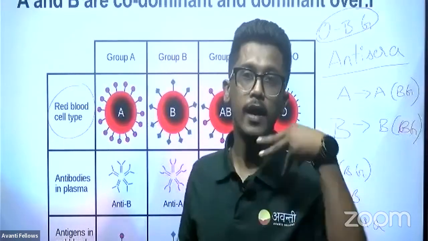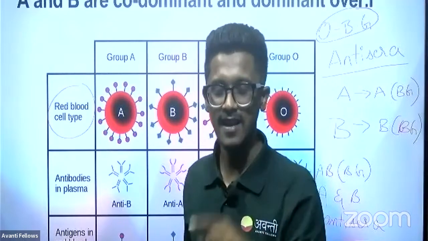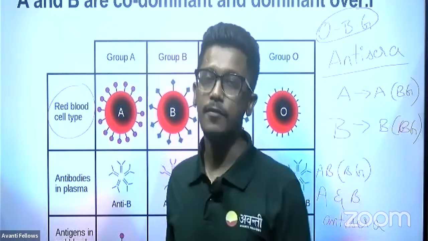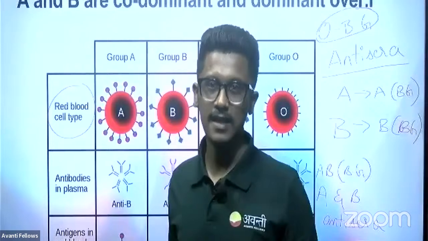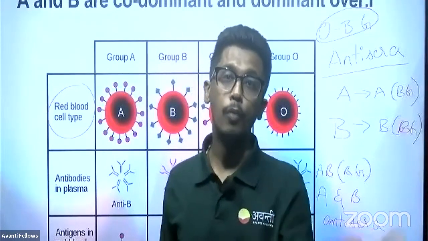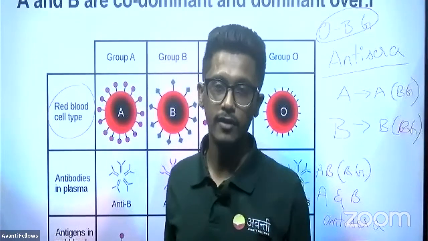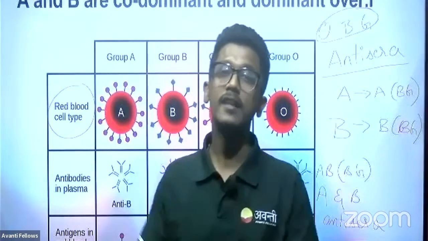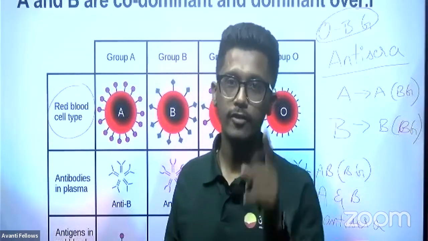If an A type of polysaccharide is synthesized, that belongs to the A blood group. If a B type of polysaccharide is synthesized, it is called B blood group. If both types of polysaccharides are produced, it is called AB blood group. If there is no polysaccharide present, it is called O blood group.